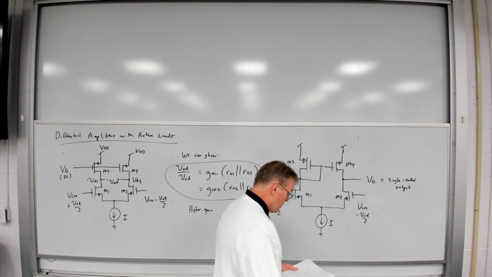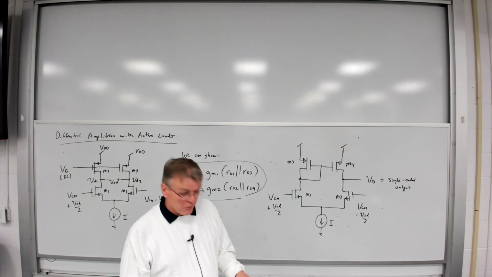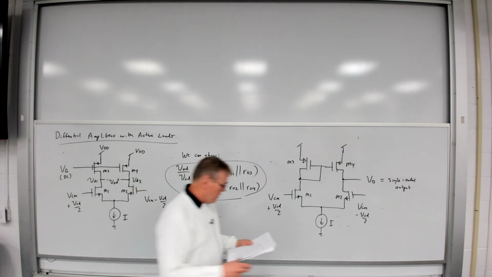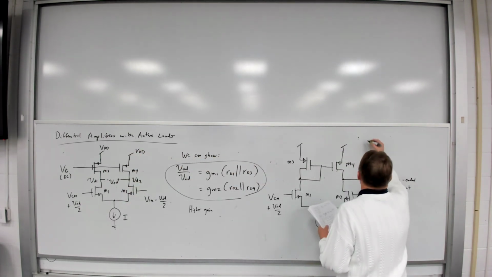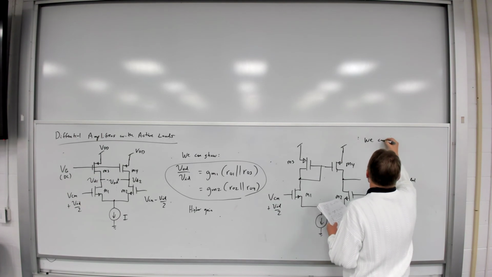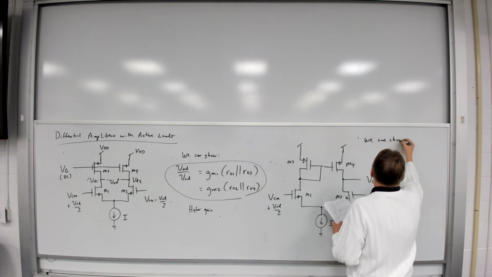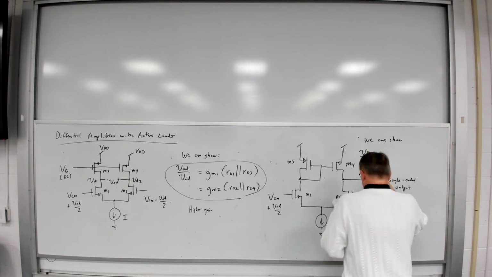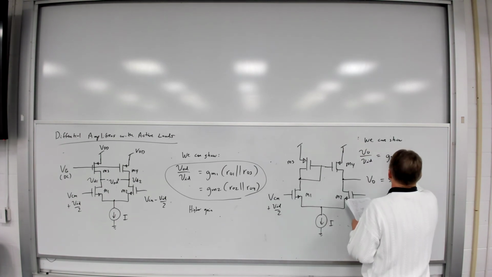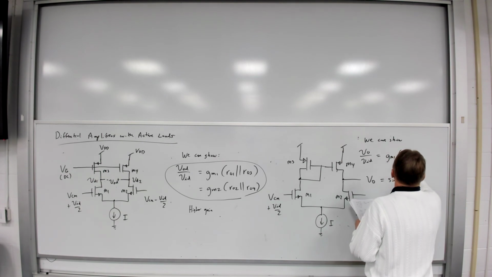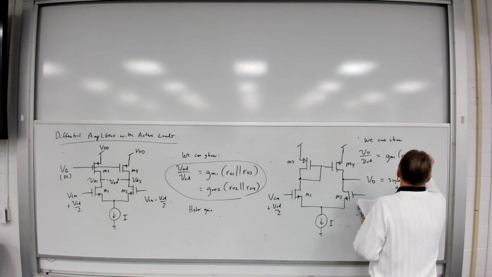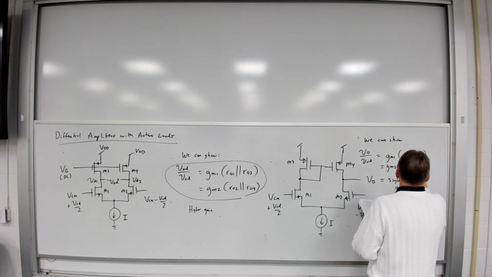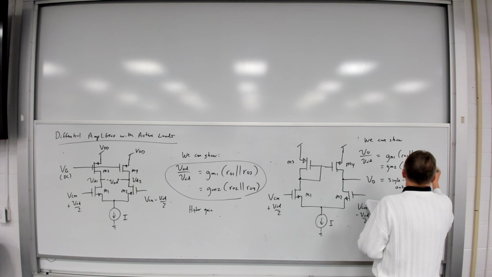But after a great deal of math, which I'm not going to bother to go through, you can prove it yourself. It's messy, but it's very doable. We can show that VO over VID is equal to, in this case, GM1 times RO1 in parallel with RO3, or equal to GM2 times RO2 in parallel with RO4.